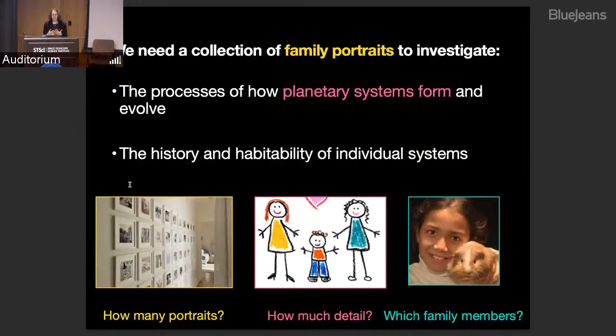So we need a collection of planetary family portraits like this, and the questions that I want to get to in this talk are: how many portraits do we need? How much detail? Can it be more of a sketch, or do we need a real portrait? And which family members do we need to be sure to include?